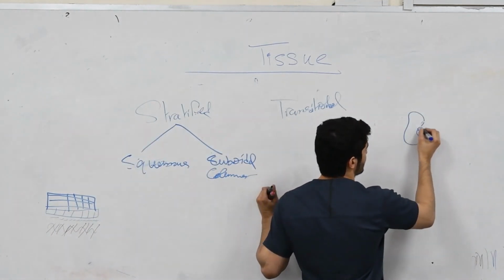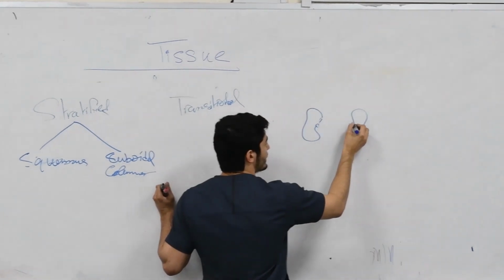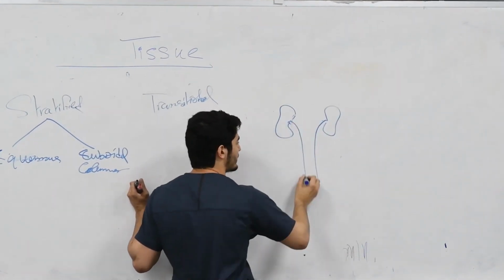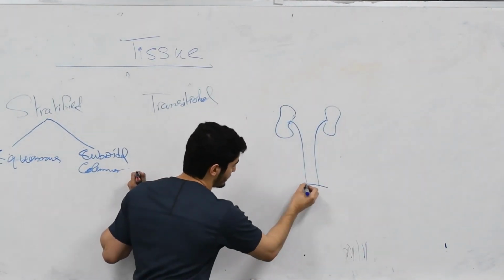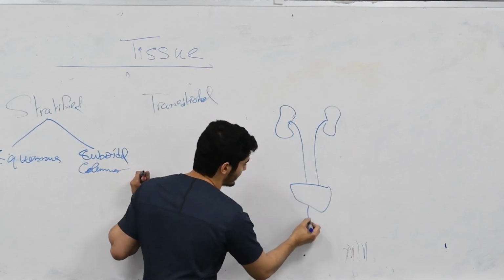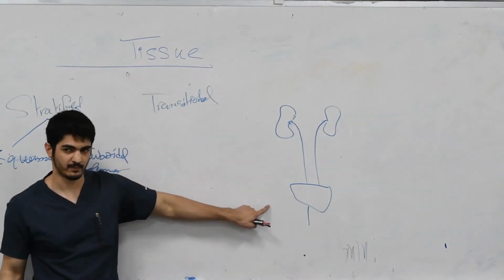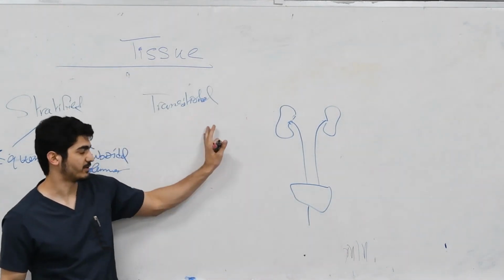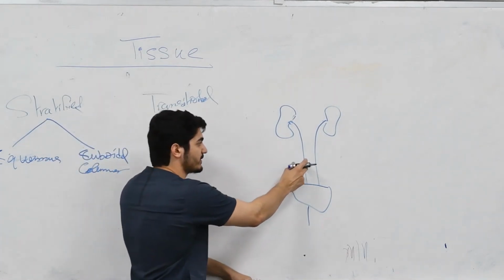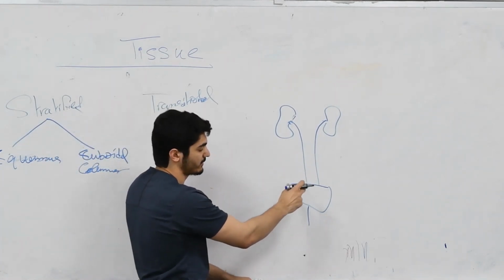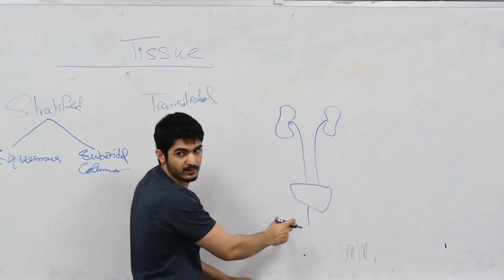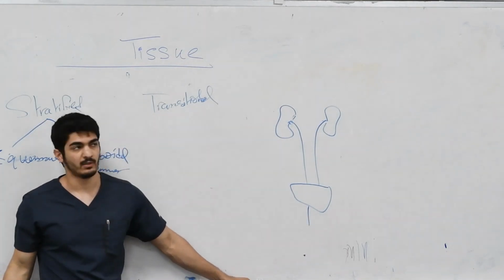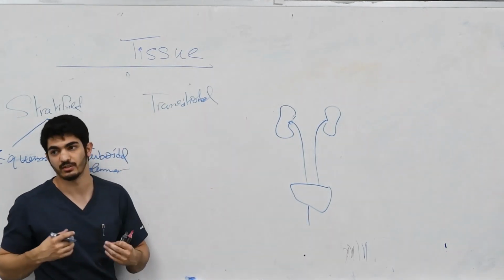We have kidneys. 2 kidneys. One ureter out of each kidney will go to the urinary bladder. And the urethra will come out of the urinary bladder. So, transitional from the ureters, the urinary bladder, the urethra. Also in the uterus. What's unique about this is that it changes its shape.